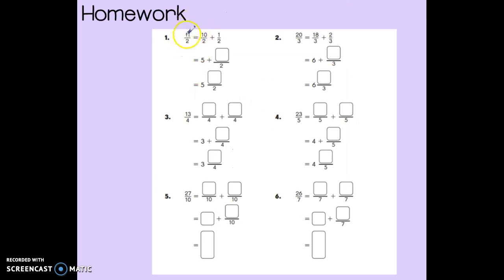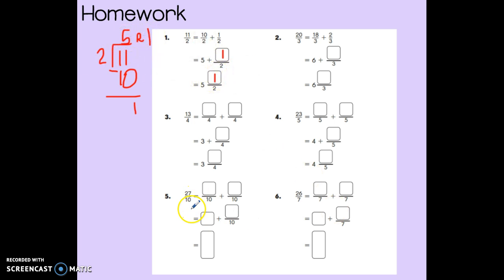Let's look at another example here. They said 11/2 is the same as 10 halves plus 1/2. I know 10 divided by 2 is 5, so that means I have 5 full groups right here, and then I still have 1/2 left. So my answer is 5 and 1/2. If I did that as a division problem, 11 divided by 2, 2 fits into 11 5 times. 2 times 5 is 10. Subtract, I've got 1 left. That's remainder 1. So that's what I have, 5 and 1/2.